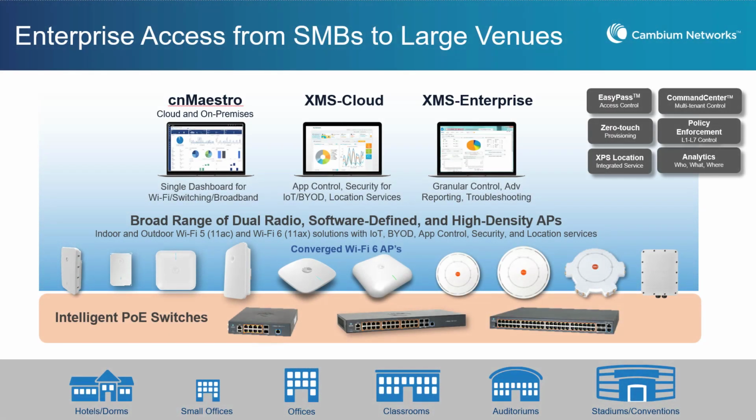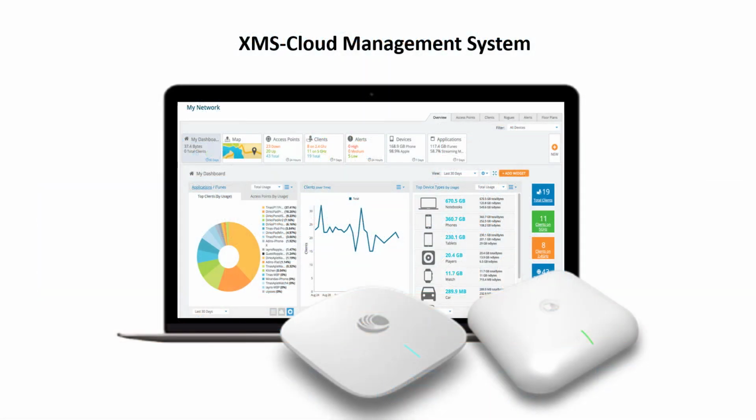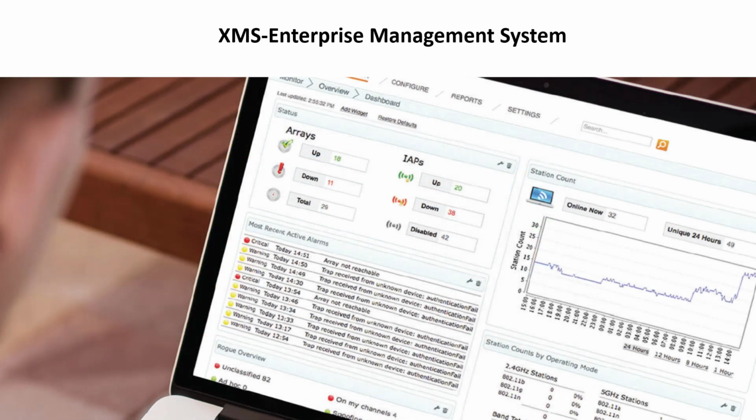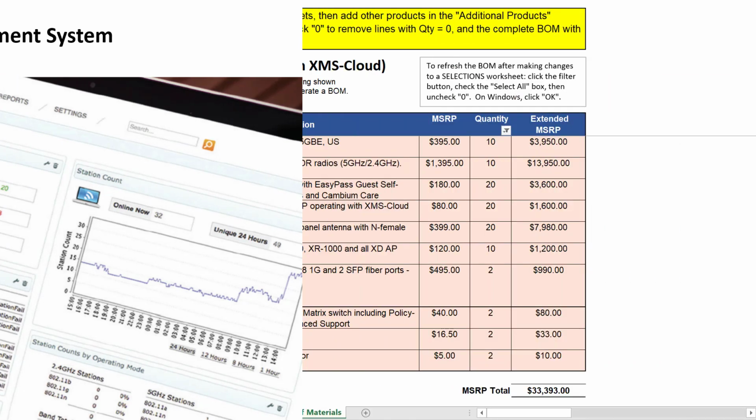This video describes how to use Cambium's Enterprise BOM Configurator to create a valid configuration and bill of materials for an enterprise product order. There are two versions of the BOM Configurator, one for networks using XMS Cloud for AP and switch management, and the other for Wi-Fi networks using XMS Enterprise. This video features the XMS Cloud version.